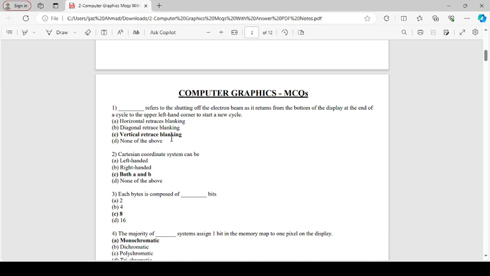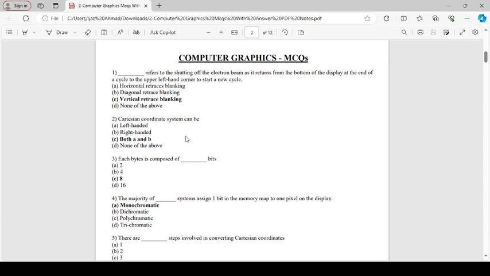Vertical retrace blinking refers to the shooting of electron beams as it returns from the bottom of a display at the end of a cycle to the upper left-hand corner to start a new cycle. A Cartesian coordinate system can be both left-handed and right-handed, both A and B.